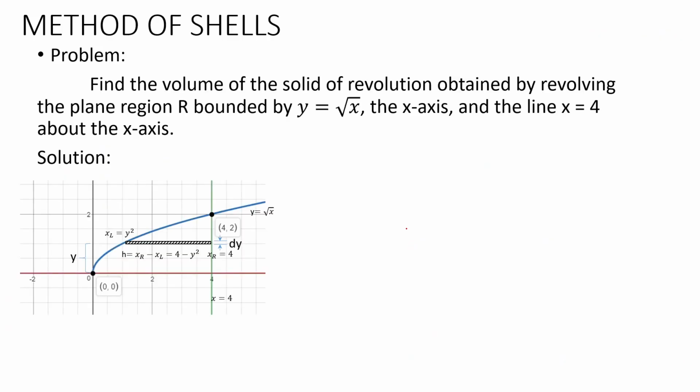So let's solve a problem. Let's try to solve the problem from earlier in the method of disk. This is the same problem, but we're going to use the method of shell. Earlier we used the vertical strip in solving the area, but this time we're going to utilize the horizontal strip because again the strip should be parallel to the axis of rotation. Since the axis of rotation is the x-axis, the horizontal axis, our strip should be horizontal as well.